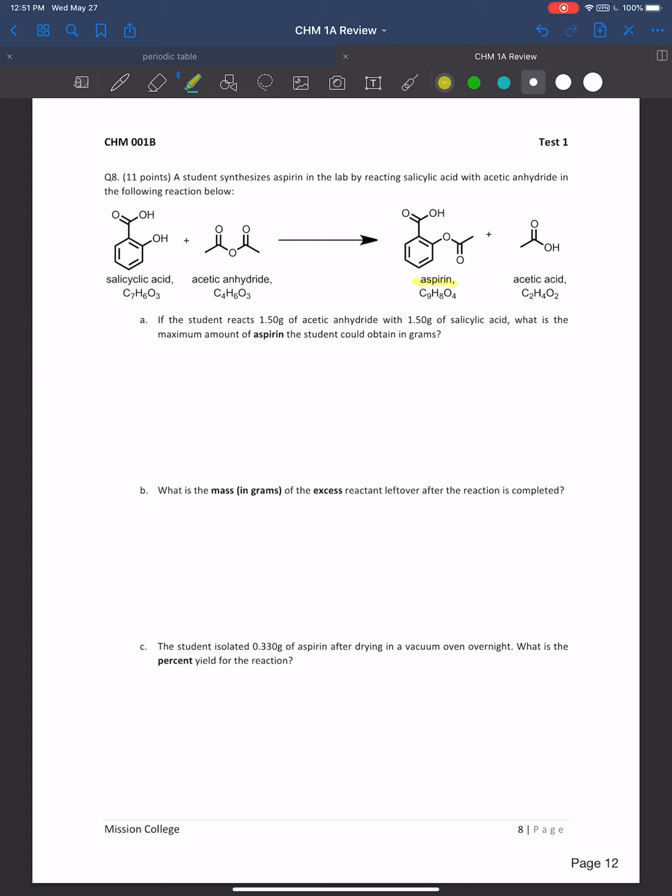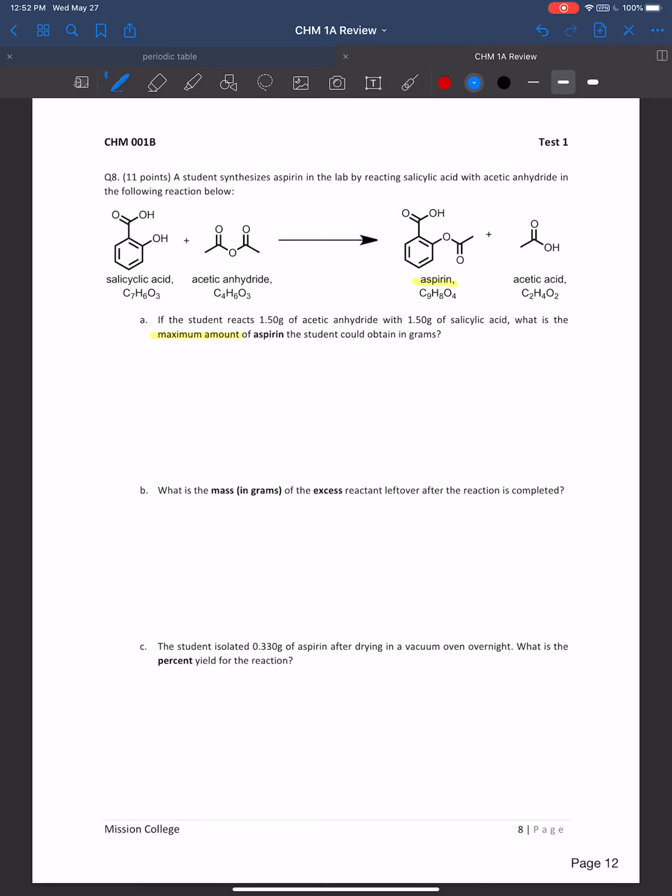All right. So the first part of this question is asking us if a student reacts 1.5 grams of acetic anhydride with 1.5 grams of salicylic acid, what is the maximum amount of aspirin the student could obtain in grams? When we're asking for the maximum amount of aspirin, we're asking for the theoretical yield. Now, in order to do so, we need to figure out if salicylic acid is the limiting reactant or if acetic anhydride is the limiting reactant.